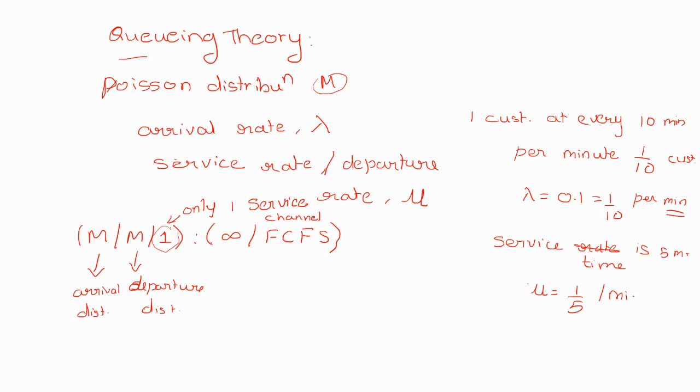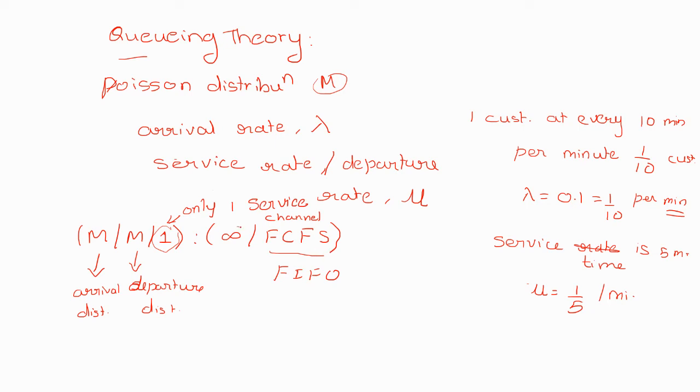Now, next is the last one, FCFS. I had explained this, first come first served. This is one of the service methods. In short form, this is the same as first in first out. So you can write this as FCFS or FIFO. It is one and the same.